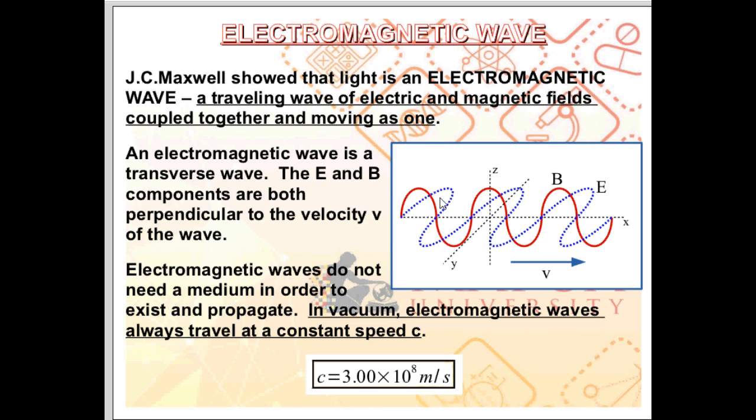For instance, in this figure, the electric field component, or the electric field wave, is lying on the xy plane, while the magnetic field component is lying on the xz plane. They are perpendicular to each other. Unlike a mechanical wave like a wave in a string or a sound wave, an electromagnetic wave does not need a medium in order to exist and propagate. A light wave can travel in vacuum. In vacuum, electromagnetic waves always travel at a constant speed c. c is equal to 3 times 10 to the 8th power meters per second.